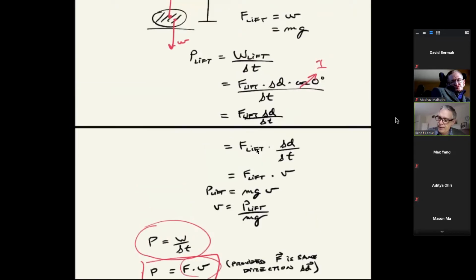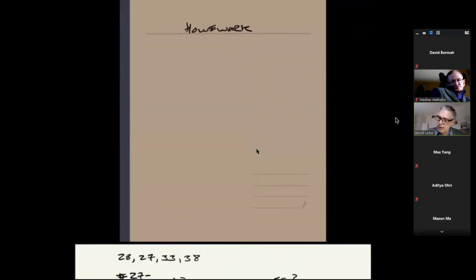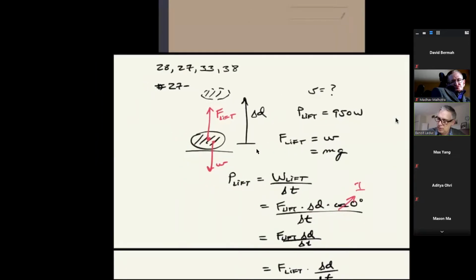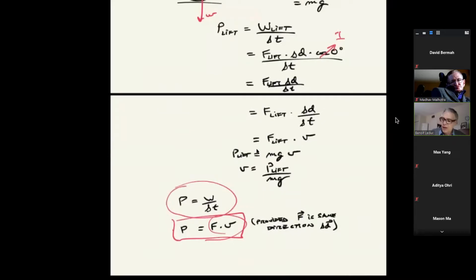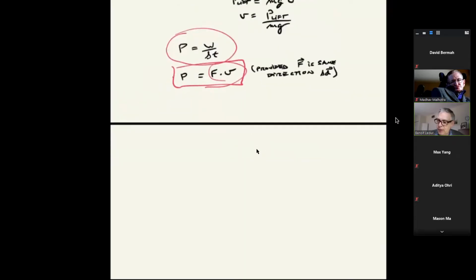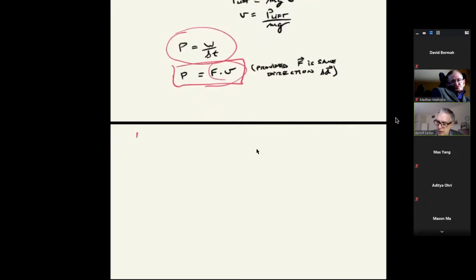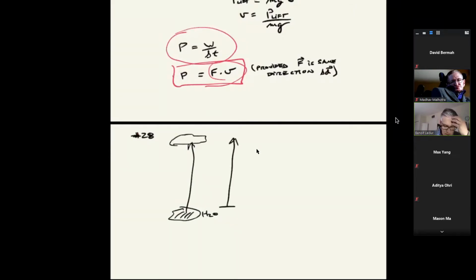Okay, so let me see here. We had 28. Okay, so now I understand. Once again, on 28, you play with formulas as much as you can before putting in values. So here you have a certain amount of water, and you're pumping this over a distance of a height of 92 meters.